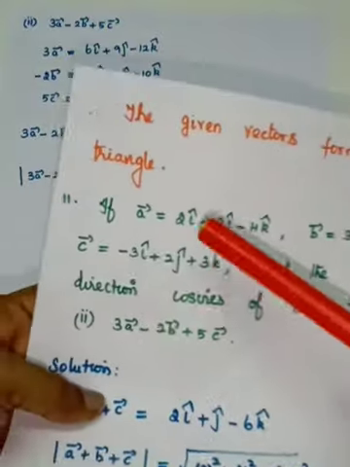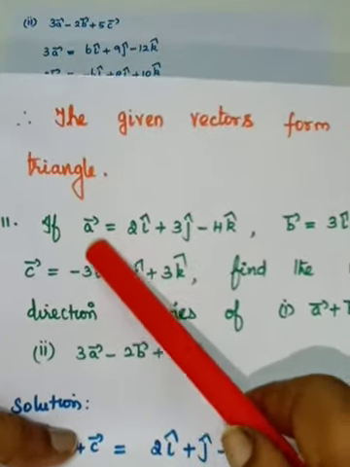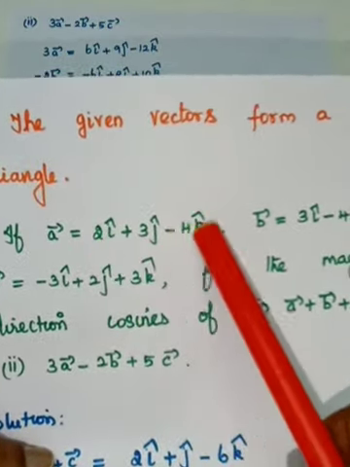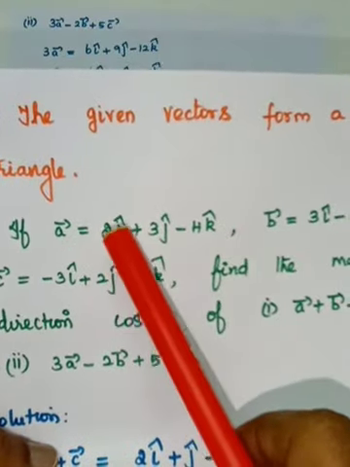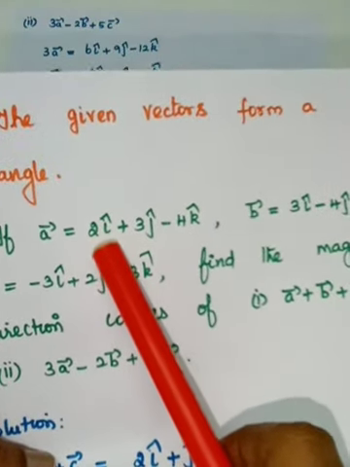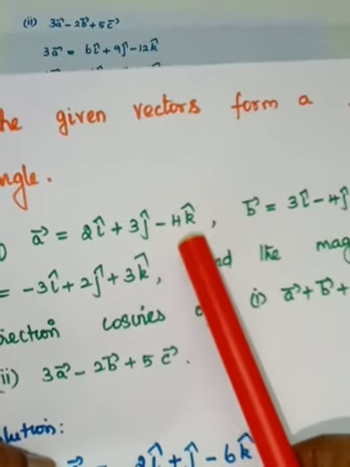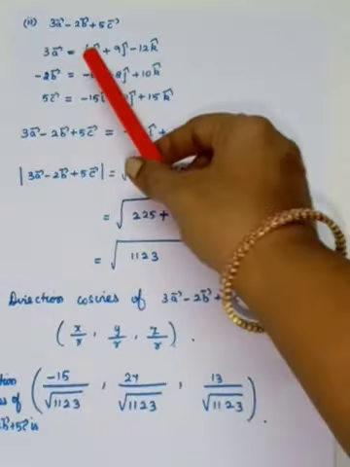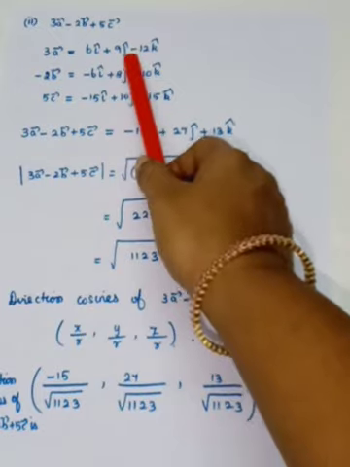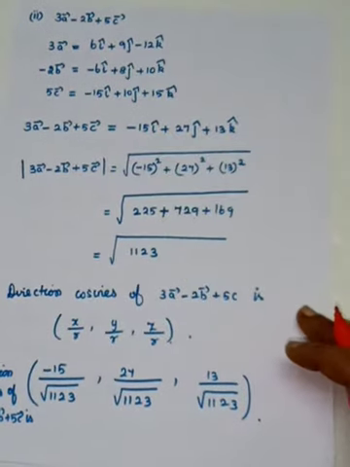That means a vector has to be multiplied with 3, so all the components have to be multiplied with 3. 3 2s are 6 i cap plus 3 3s are 9 j cap minus 12 k cap. So here you will have 6 i cap plus 9 j cap minus 12 k cap.